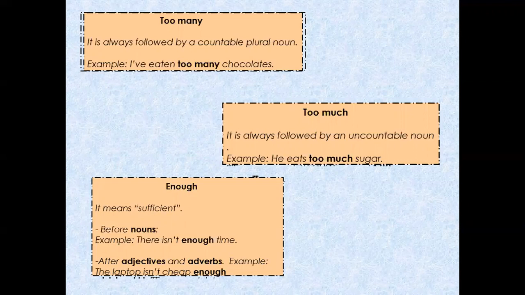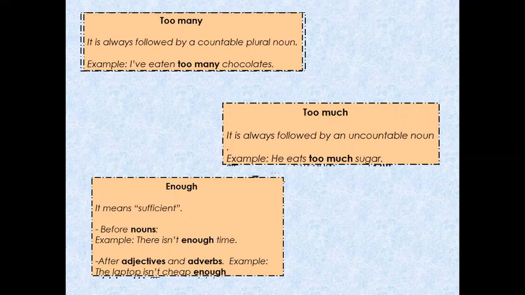Too much is always followed by an uncountable noun. Example, he eats too much sugar. Too much, once again, is excess of something, okay? And too much is also for mass nouns or uncountable nouns, okay?